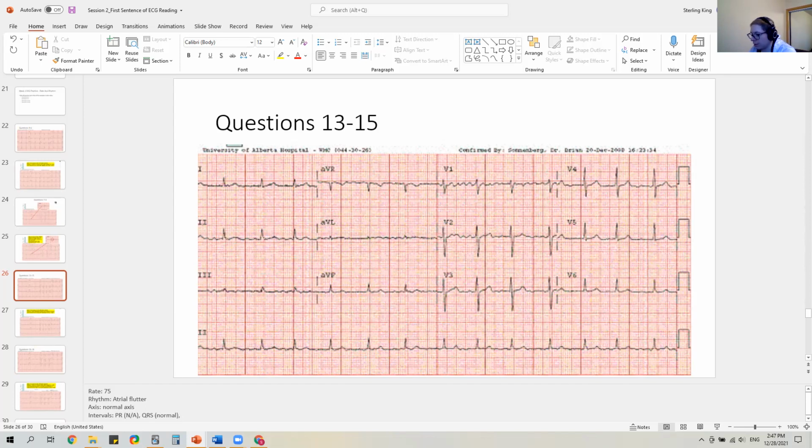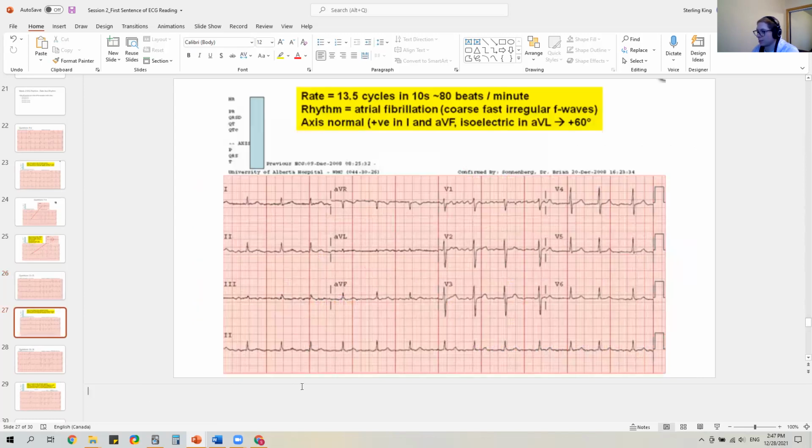And then what was the last one? Oh yeah, QT. Well, it's hard to see, but most likely this is the T, T, T, T. So T is less than half, so what's normal? All right, so let's see what the next slide says. All right, so I was incorrect. So it's atrial fibrillation.